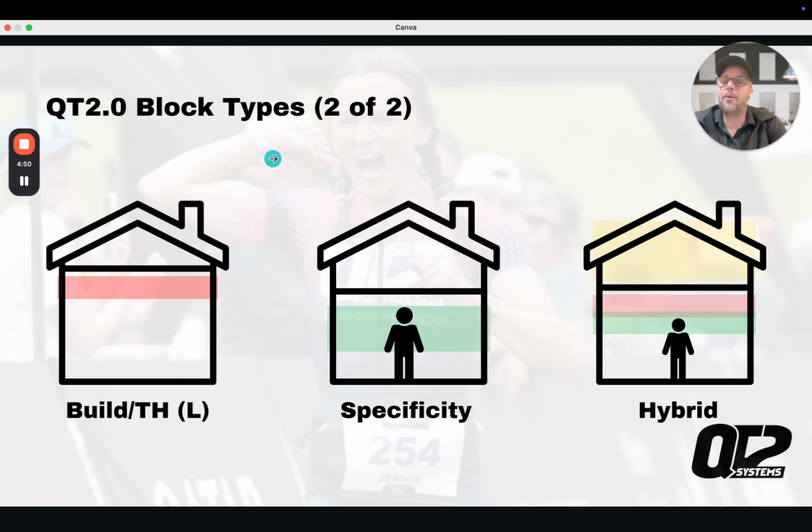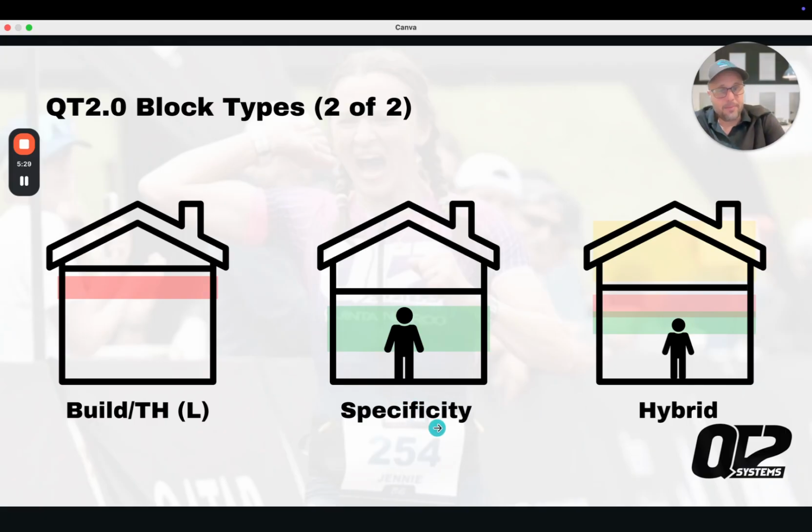Then we have our other three block types, which are build threshold lengthening, and this is when we are in an aerobic state and we do not necessarily want to try to raise the roof of the house. We may not try to raise power or speed at VO2 max. Instead, we are not going to necessarily aim to increase critical power or critical speed because it's stuck up against the power or speed of VO2 max. So instead, what we do is we work at sub-threshold intensities, aiming to increase the time to exhaustion at those.